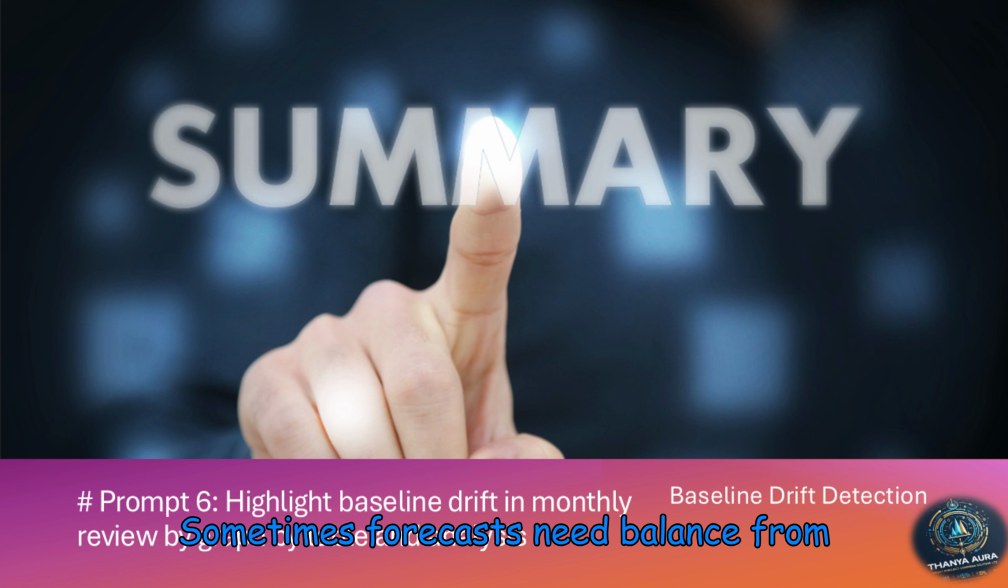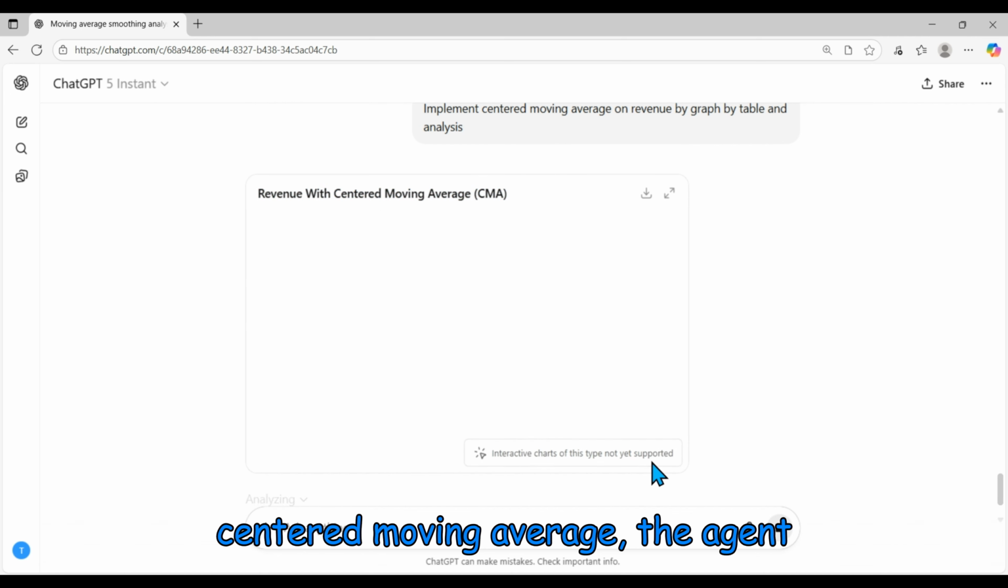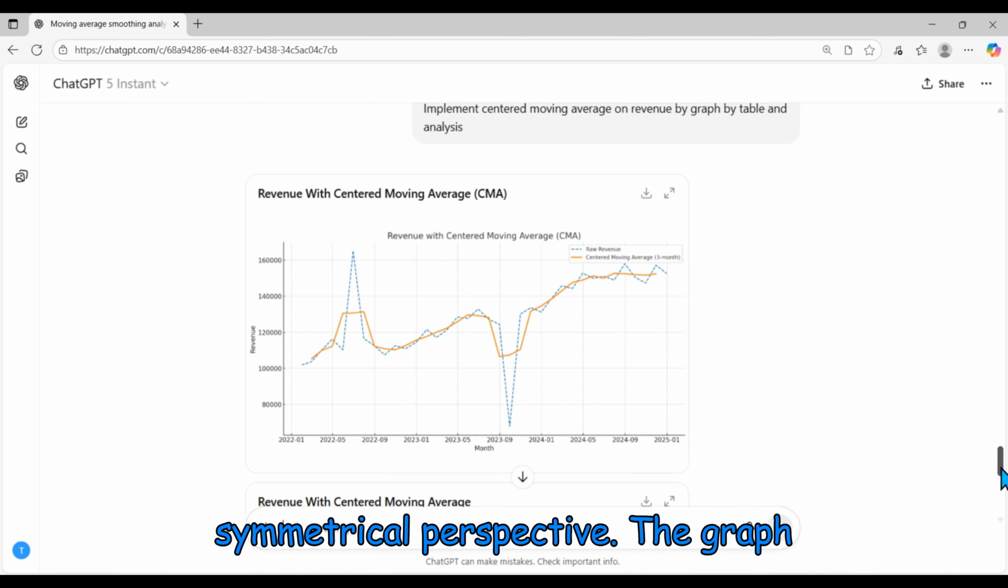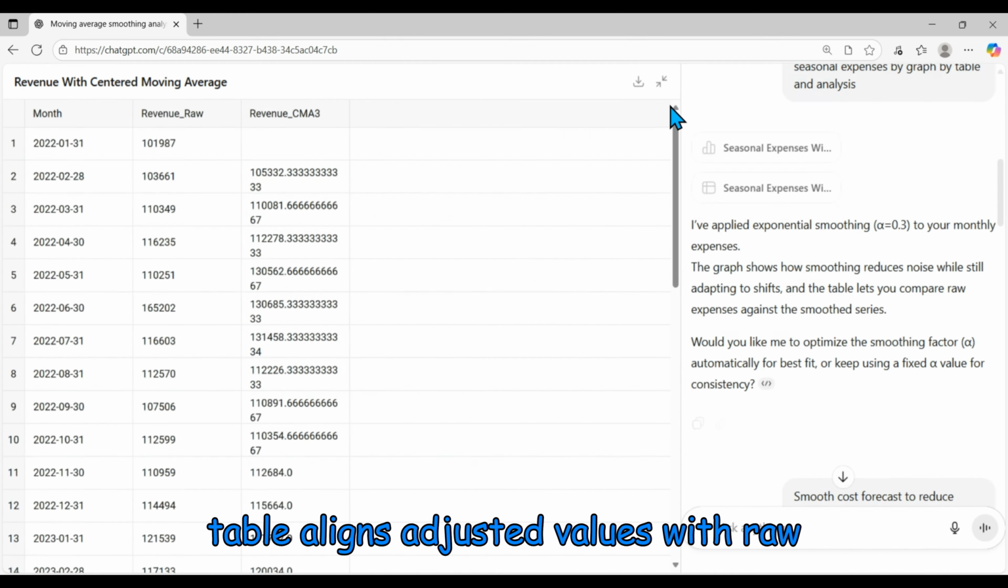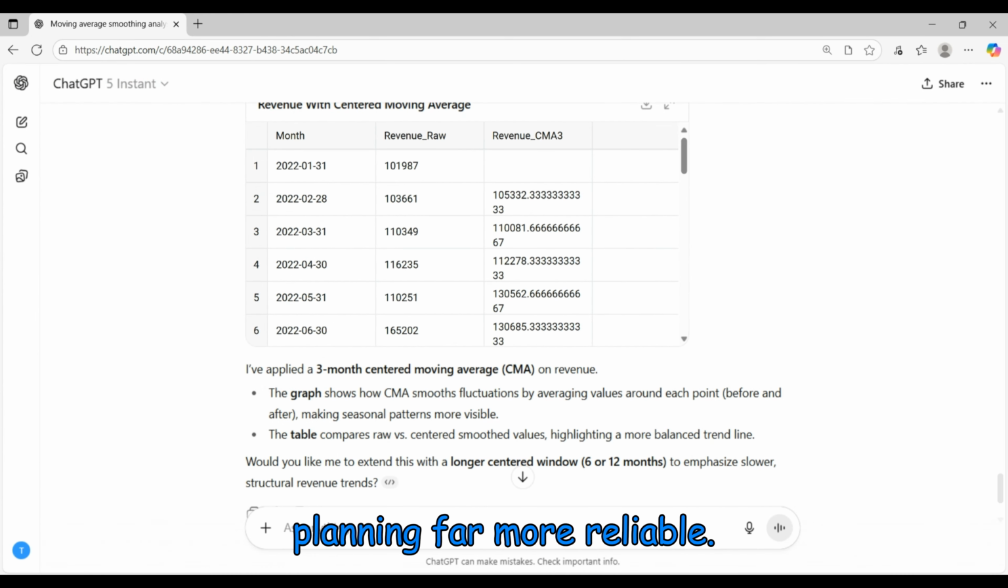Sometimes forecasts need balance from both past and future views. With a centered moving average, the agent smooths revenue evenly, providing a symmetrical perspective. The graph reveals a clear rolling trend, and the table aligns adjusted values with raw data. The analysis makes midterm revenue planning far more reliable.